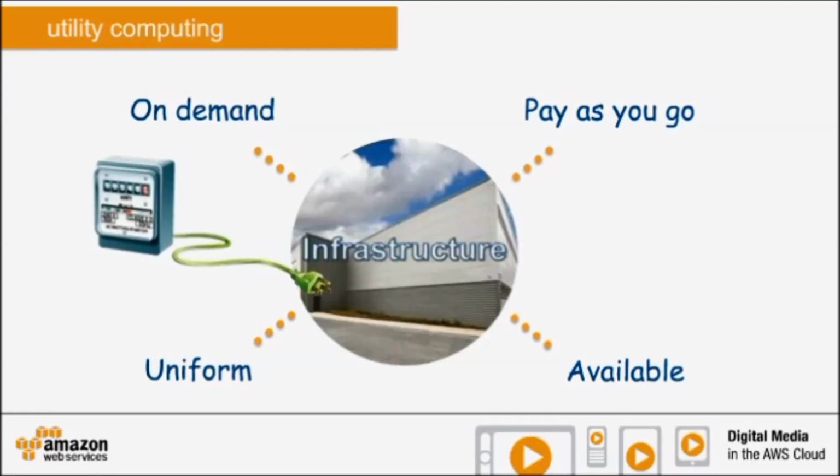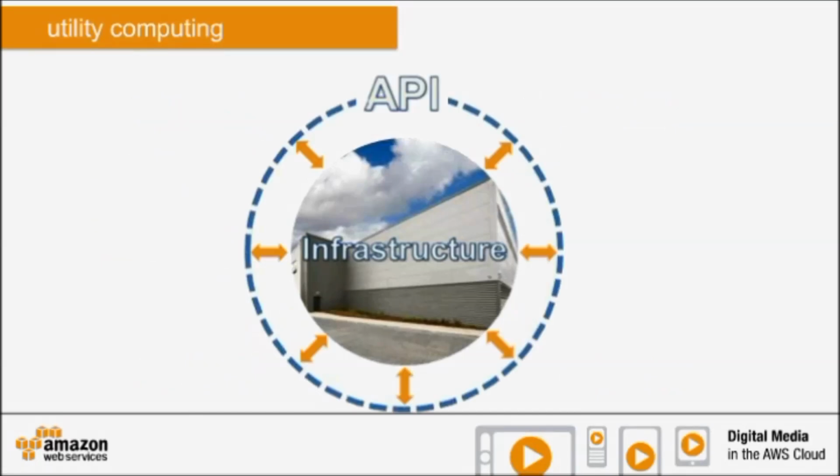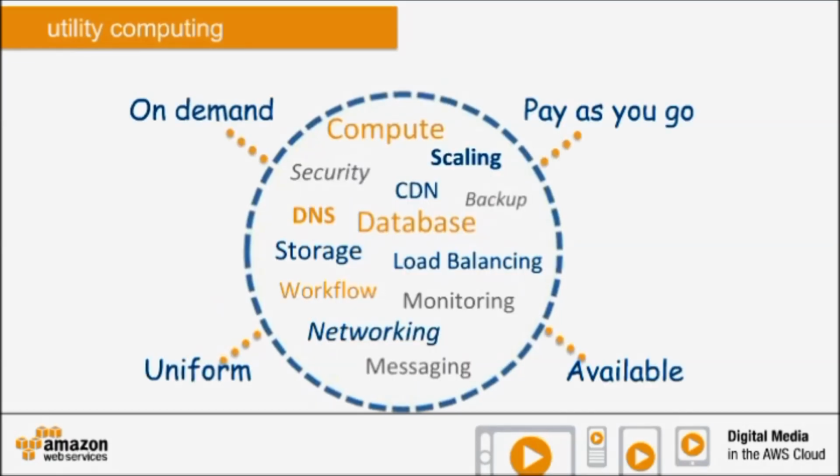So utility computing brings those same benefits to the delivery of IT infrastructure, which is really the factories of many businesses today. By taking these services delivered from traditional data centers and wrapping them all in a consistent programming interface, or an API, those services that are normally expensive to manage or difficult to use become available on demand in a uniform and available way, and paid for only by what you use, just like electricity. So that's what AWS does. It takes away the hard work of providing infrastructure IT services and makes them available to anyone on a pay-as-you-go basis.